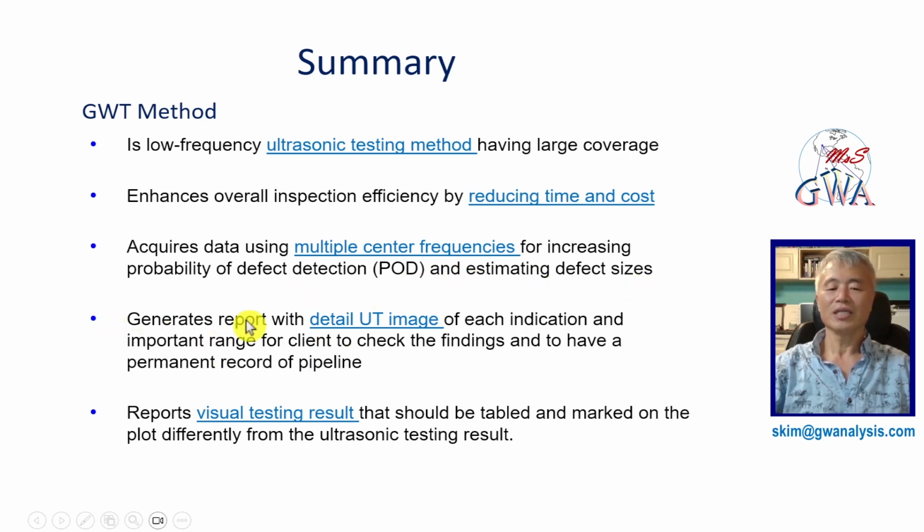Fourth, it generates a report with a detailed UT image of each indication and important range for the client to check the finding and to have a permanent record of a pipeline. And fifth, it reports a visual testing result that should be tabled and marked on the plot differently from the ultrasonic testing result.